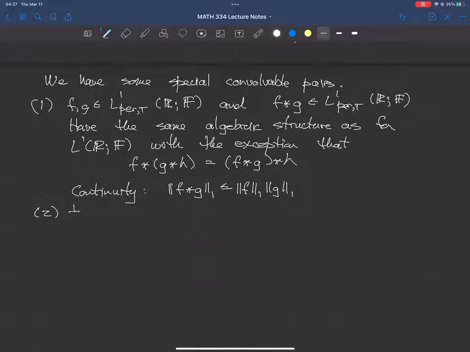Then you have this other case, which comes from what was Young's inequality. Remember that we have F in L^p of period T. It works exactly the same as the aperiodic case, at least in symbols.